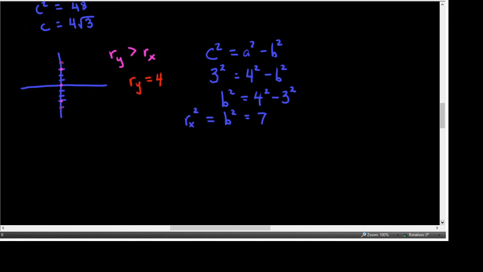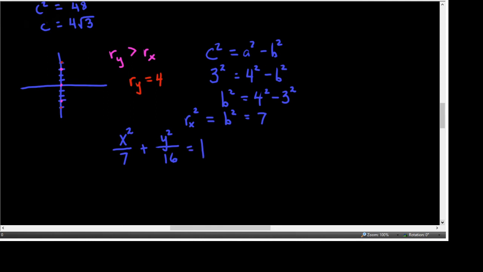Okay, so what's our equation? Well, because the center is at (0, 0), it's going to be (x minus 0) quantity squared over r sub x squared, which is 7, plus (y minus 0) quantity squared over r sub y squared, 4 squared is 16, equals 1.